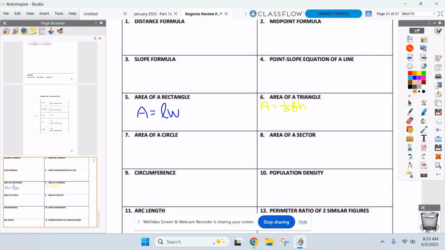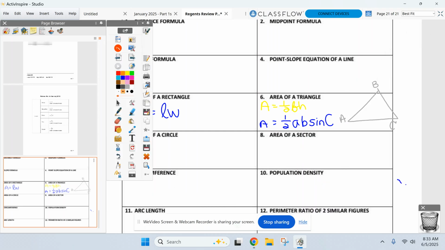But there is another one we went over during the SOHCAHTOA unit, and that is 1/2 AB times the sine of capital C. Let me remind you what that all meant. If I have triangle ABC here, A and B represent two sides of the triangle. You need two sides of the triangle. So I'm going to call that side A, that one side B. And this angle must be in between the two sides.